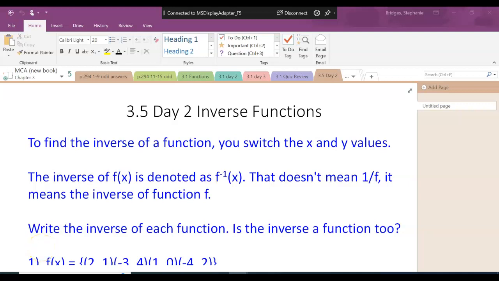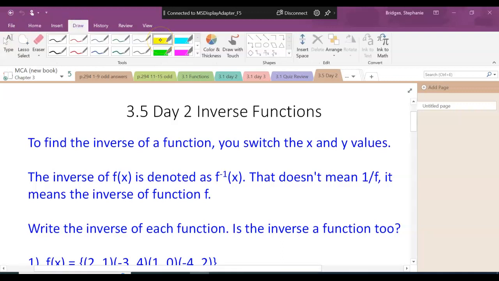Okay, so when we talk about finding the inverse of a function, the inverse of a function is basically just when we take the x and the y values and we switch them. Okay, and then the second sentence is not. It's just telling you what it looks like.